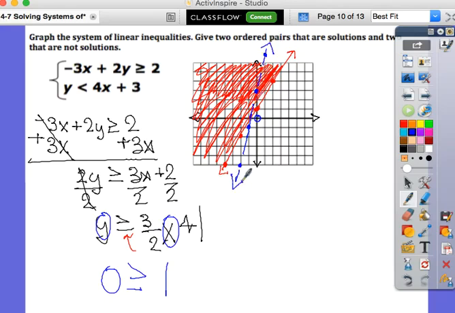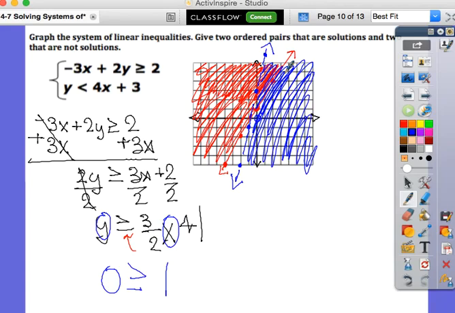Okay. Now we have to decide where to shade. It's a less than sign, so we're going to shade under. Where is under? Over here. This is under. So there's only a tiny little area there where the colors overlap.